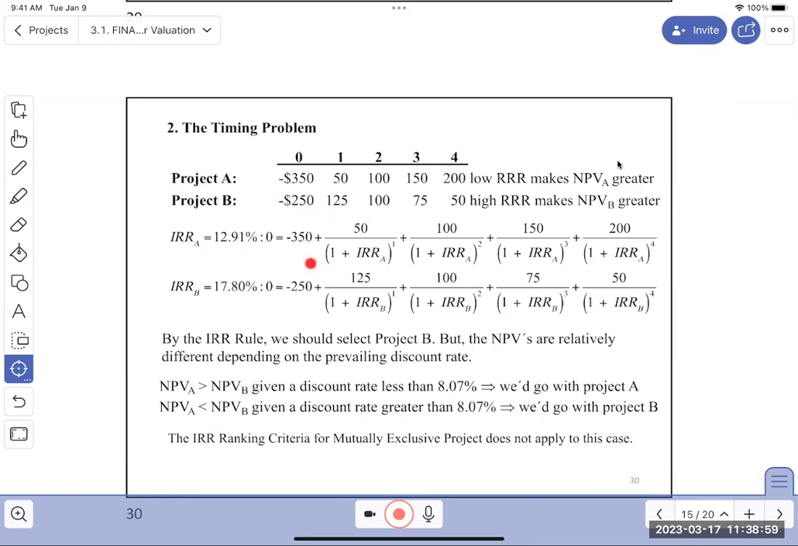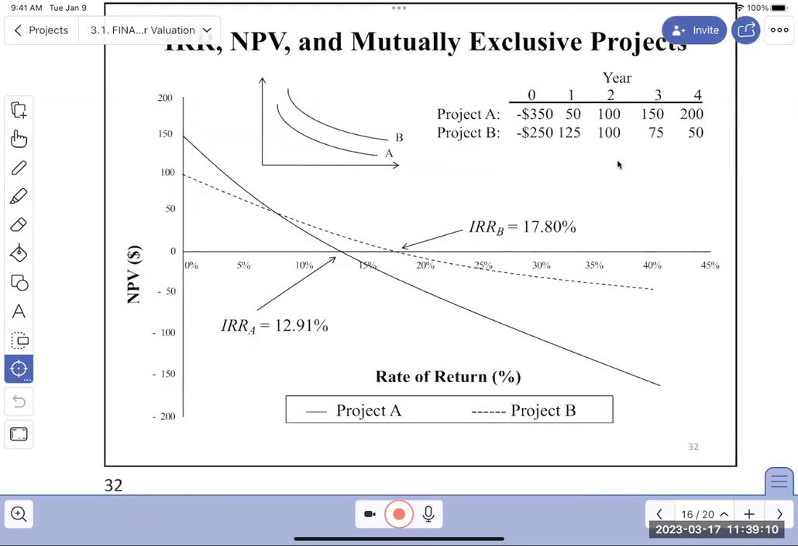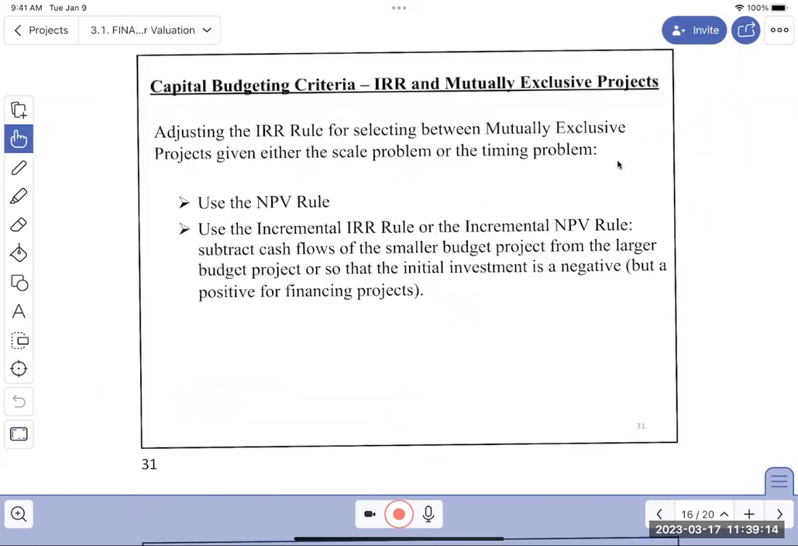And if you didn't know better, if you weren't a finance student, you would think you should pick project B, but that's not true. That's not always the correct answer. So how do you fix this? We fix this by calculating what we call the incremental project.